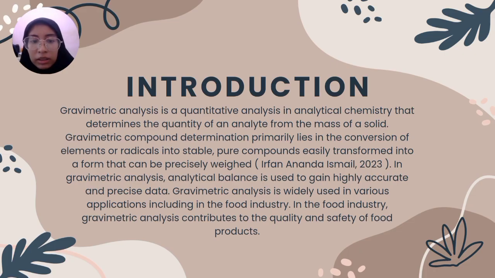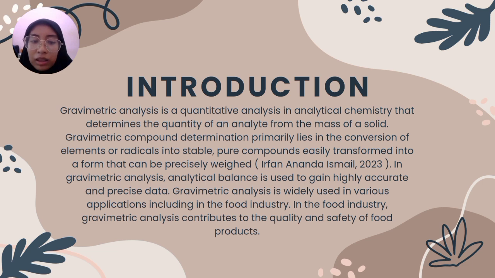So, the introduction. Gravimetric analysis is a quantitative analysis in analytical chemistry that can determine the quantity of analyte from the mass of a solid. Gravimetric analysis relies on the conversion of an element into a stable, pure compound that is easily transformed into a form that can be weighed. In gravimetric analysis, an analytical balance is used to gain highly accurate data. Gravimetric analysis is widely used in various applications including the food industry, which we are going to cover in this presentation.